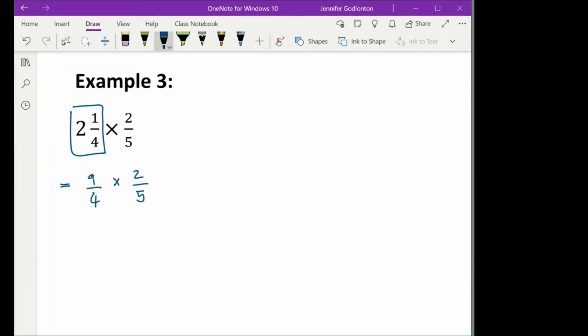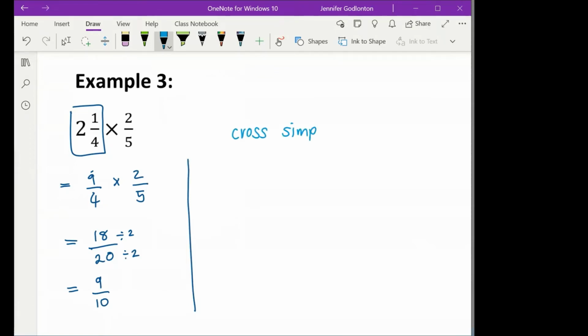Now we've got 2 different options that we could do here. We could do it the same way that we've been working. So 9 times 2 is 18, and 4 times 5 is 20. And then we could simplify that down. I could divide both of those by 2, and then I would have 9 over 10. That's one way I can do it. But another way that I can do these questions, which is going to help us a lot when we get to algebra, is cross simplification.